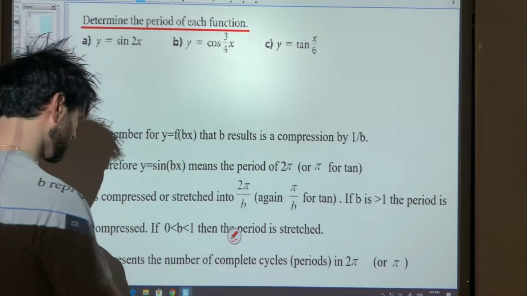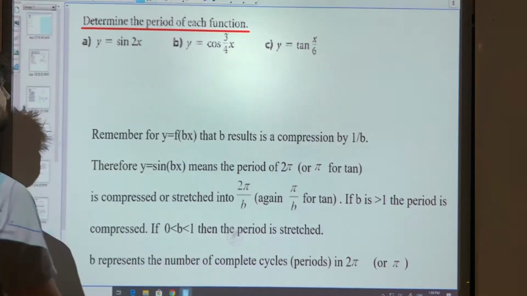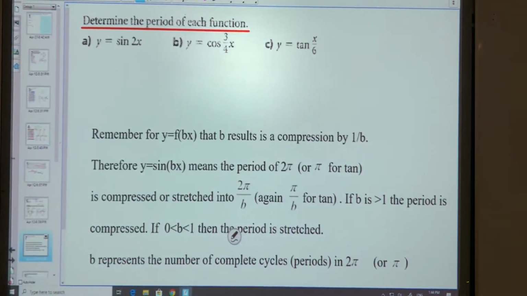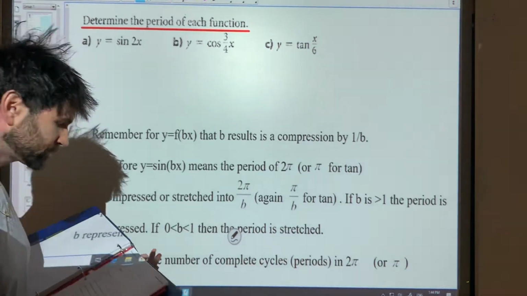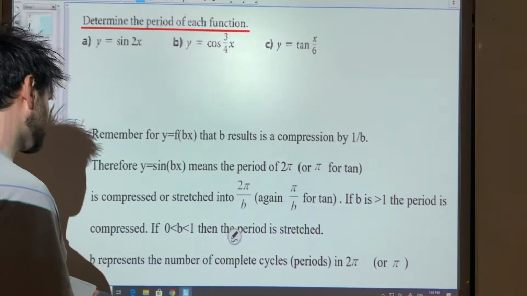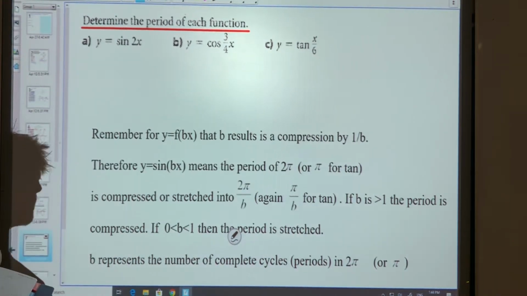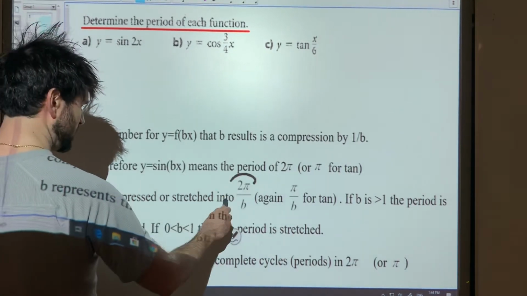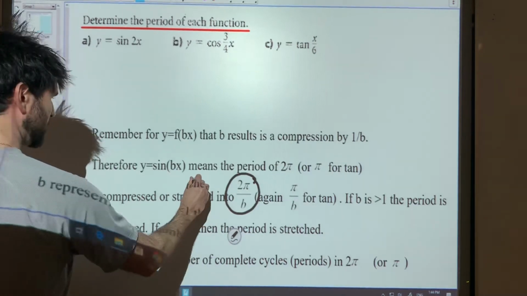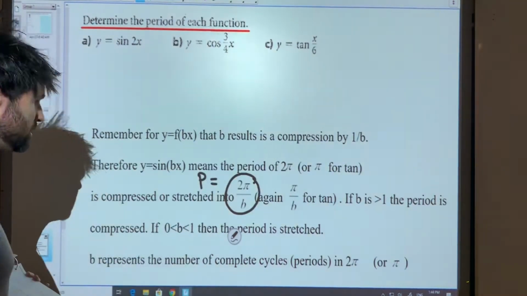Now, we're going to do a little bit of work with period. It says determine the period of each function. We didn't have a lot of time to talk about the period before. I sort of mentioned what it was. Now there is a formula that gives us period. The period is given by this formula down here, 2 pi divided by b. That is the period of any sinusoidal function.